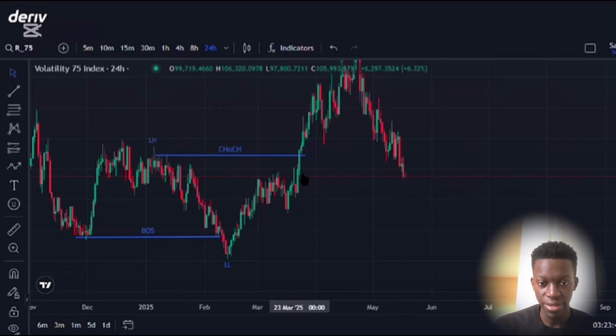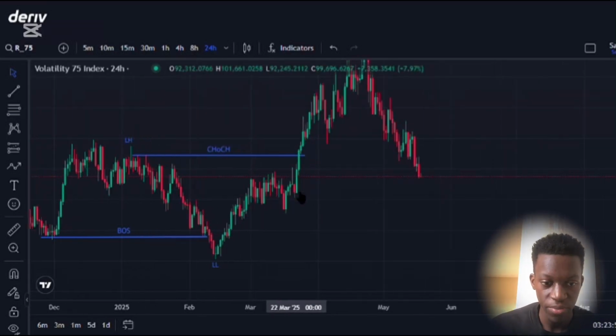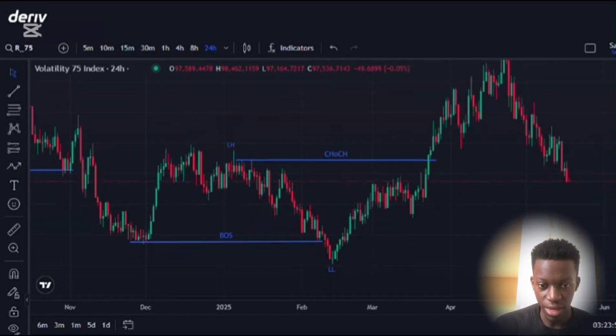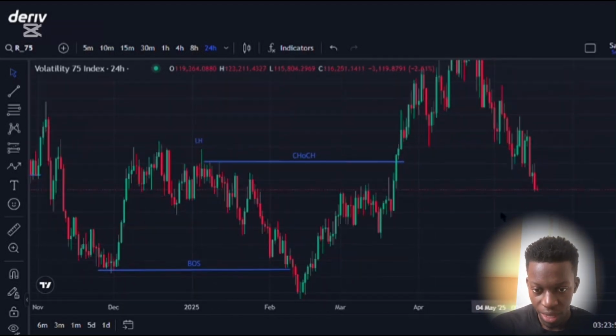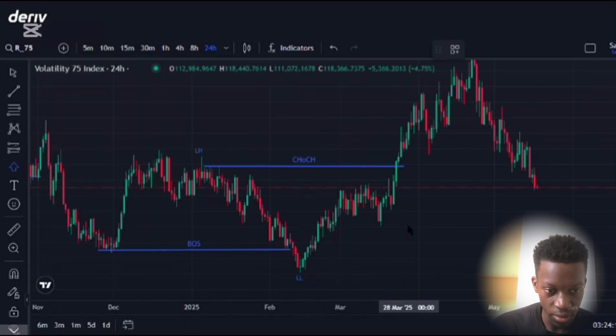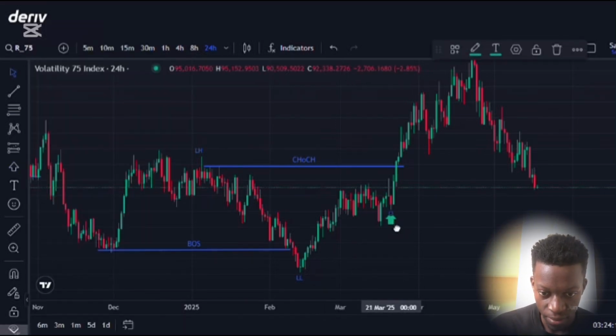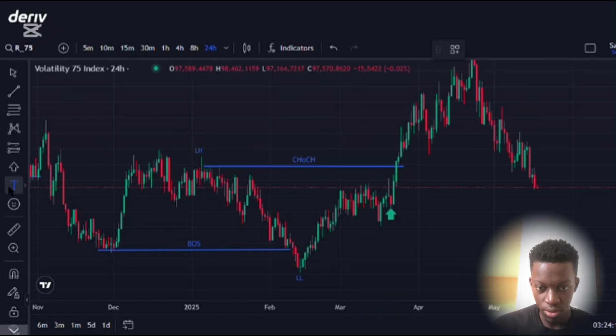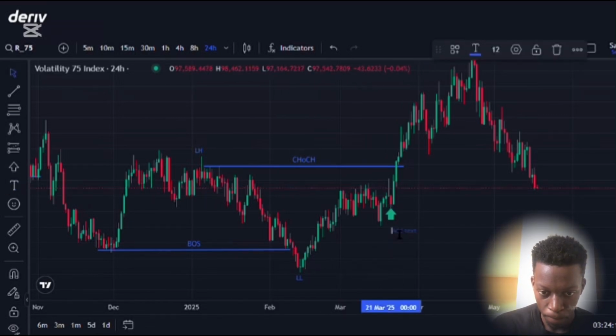Order blocks are just the blocks before a huge momentum, a huge market movement. In our case, like I have indicated here, at this point we had a huge market movement, and you can see that just before that there is this bearish candle, the red candle, and exactly that is the order block. So the order block here, as you can see, this is the order block.